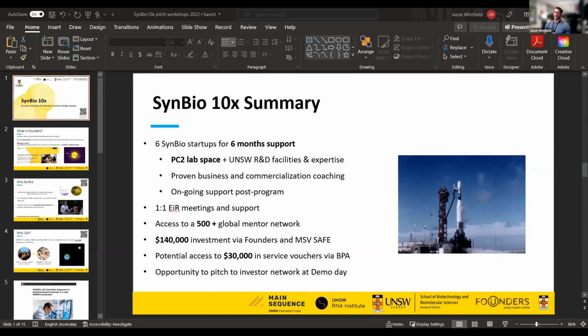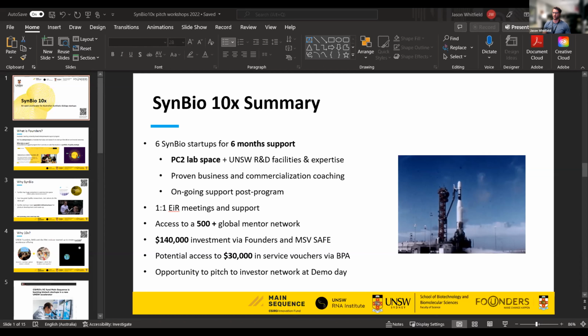As I mentioned, there is the $120,000 investment from Main Sequence via SAFE, but Founders also gives a $20,000 investment. So each startup that comes in, we've got $140K straight off the bat. And also there is potential to access $30,000 in service vouchers from Bioplatforms Australia to be used at any one of their nodes around the country.